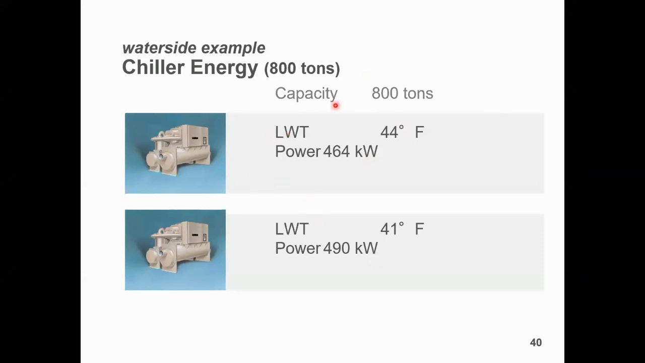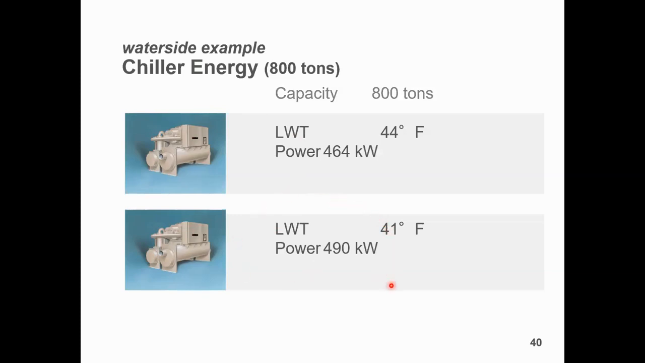Because when you are reducing the chill water temperature from 44 degrees to 41 degrees, what is happening? You are increasing the lift on the chiller. So when you are increasing the lift on the chiller, obviously chiller power consumption will be higher. So chiller power will go up.